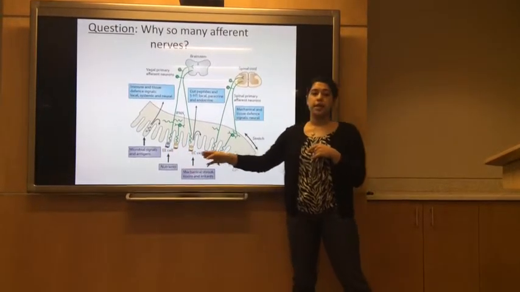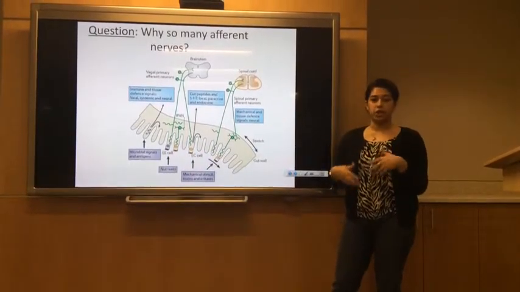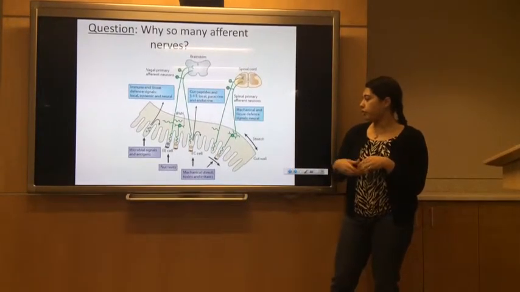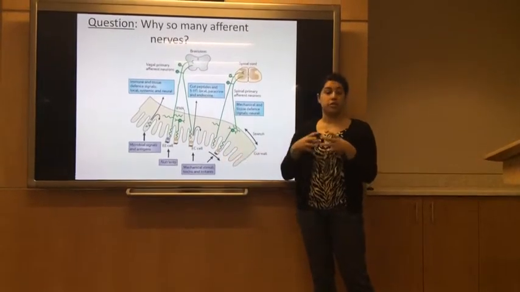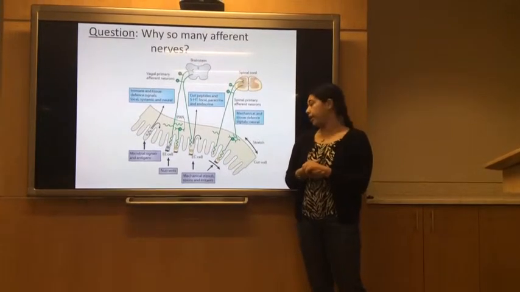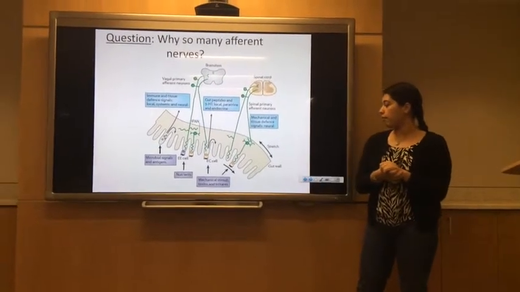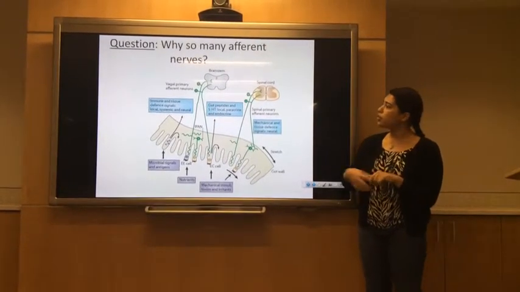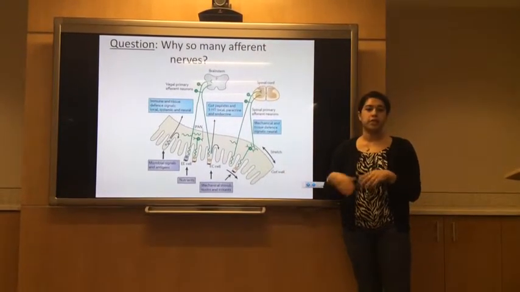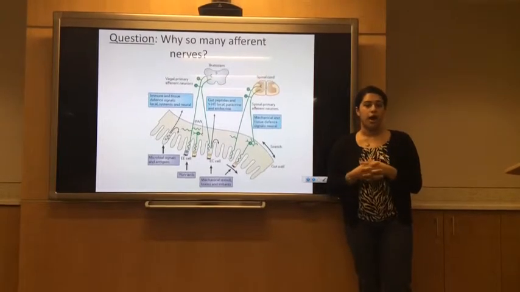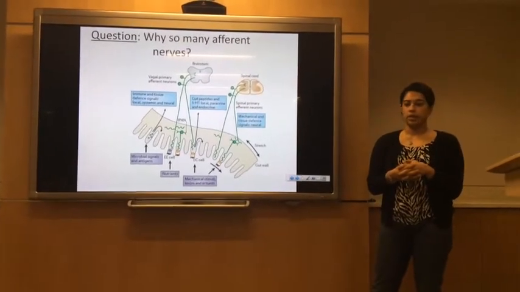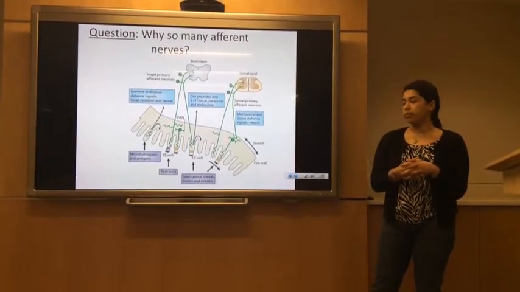If there are nutrients in the gut, the brain needs to know to increase GI function to absorb those. If there are mechanical stimuli, such as distension of the gut, the brain knows that there's food there and can start absorption. So the reason there are so many afferent nerves is because there are so many signals occurring at the GI tract that the brain receives information from.